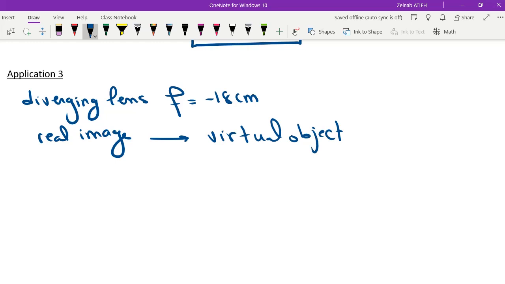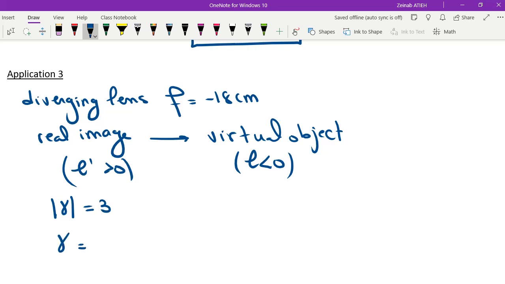In this case real image means that L prime is positive. Virtual object means that L is negative. In this case, I also have given gamma, or absolute gamma, equals 3 as we agreed. Gamma as a formula, the magnification equals minus L prime over L. Since L prime is positive and L is negative, in this case gamma overall is positive. So gamma is equal to 3.